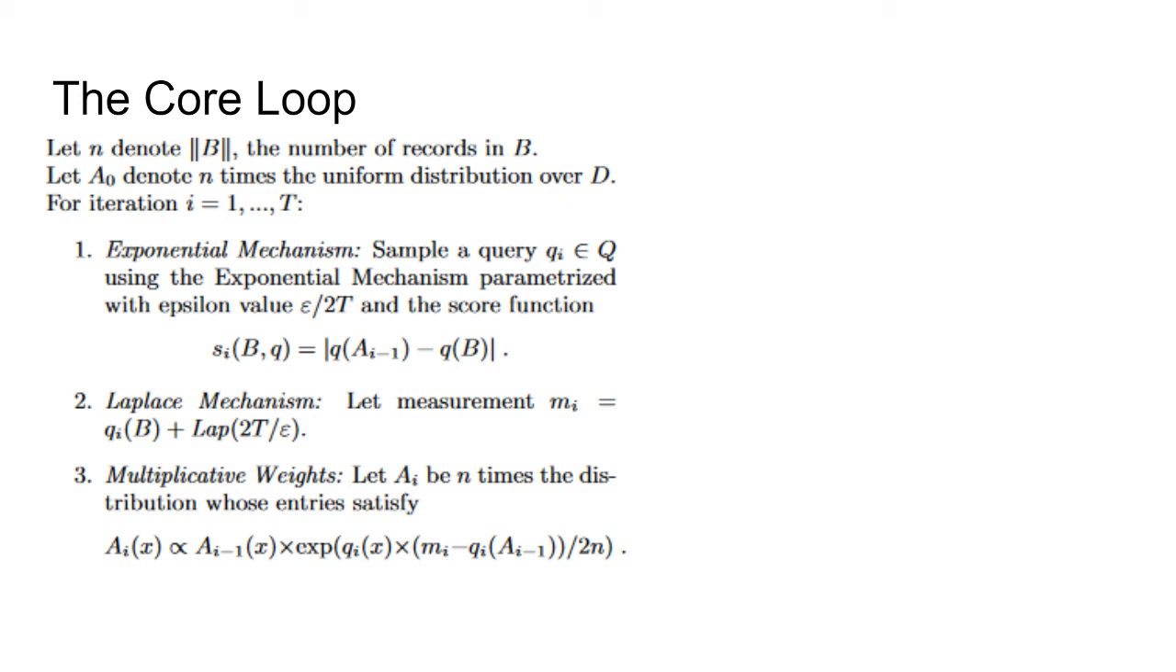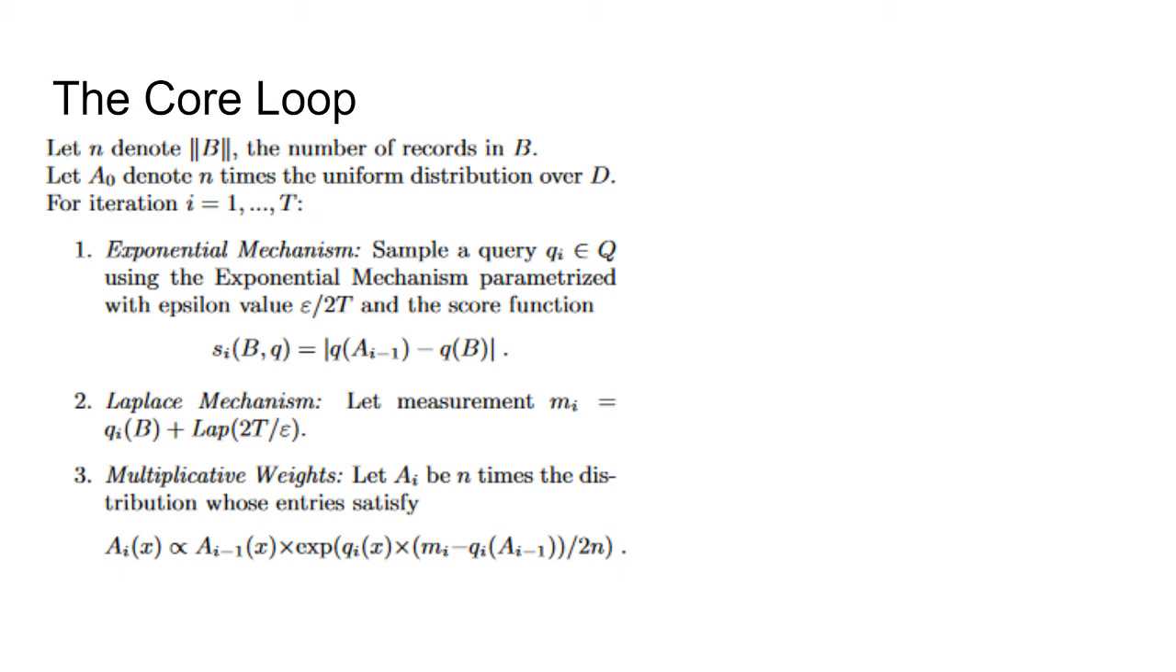Then we're going to enter the main loop. Each time we go through the loop, we're going to use the exponential mechanism to sample a query from our entire set. We're going to be using up epsilon over 2T, and epsilon is perhaps reduced there if we had to spend some of it on n. And we're going to use a score function that just takes the raw error between our current dataset and our target dataset. So we're going to choose the worst query out of the bunch.